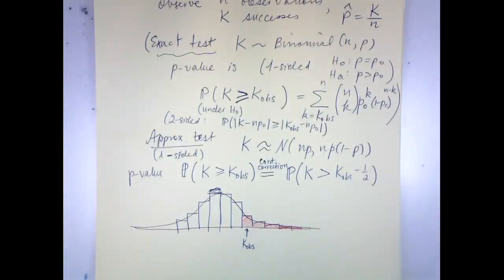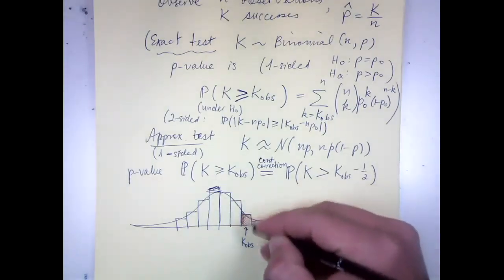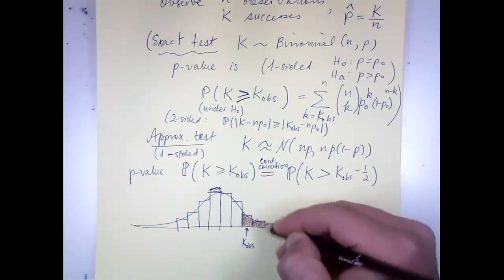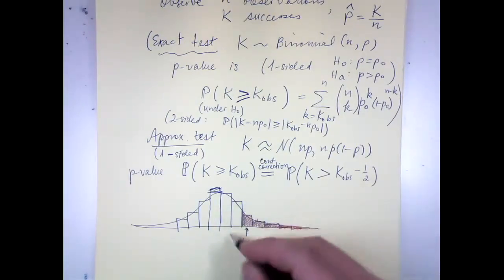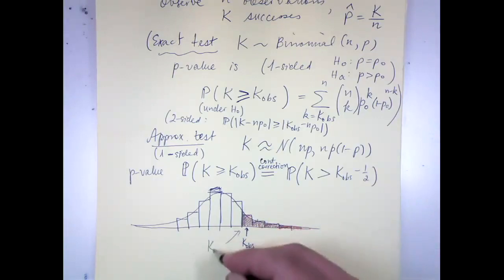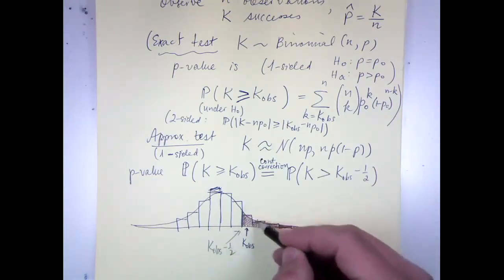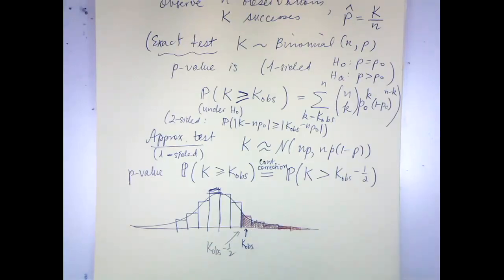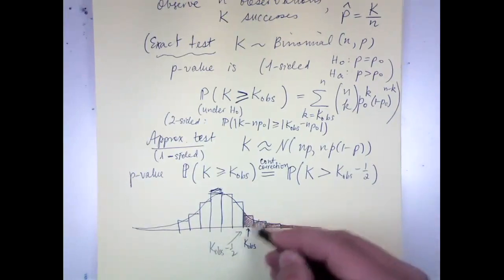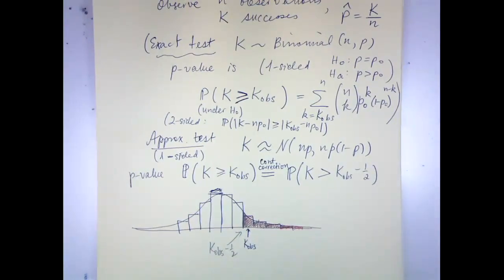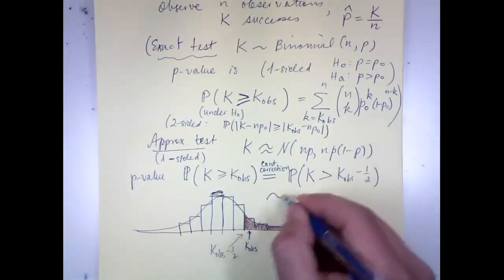If I'm trying to approximate that by the area under the curve, the best approximation of the area under the curve is to start at roughly the same point here. And that point is actually k observed minus a half. When you do that, there's a little bit above, a little bit below, a little bit above, a little bit below. They don't exactly cancel out, but they tend to cancel out better than if you had just done the area over that way.